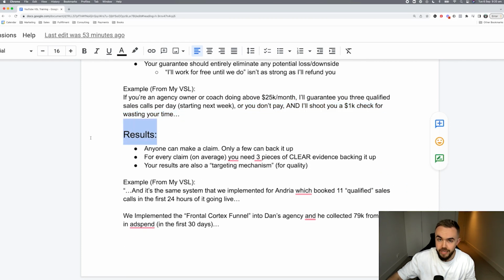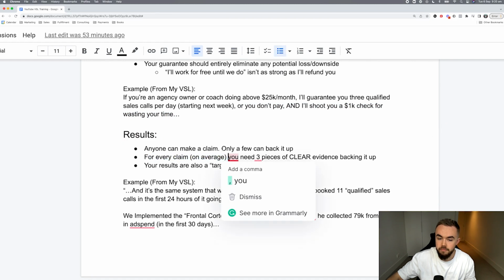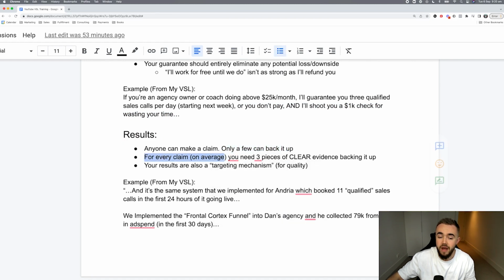Next, you want to go straight into your results, okay? Anyone can make a claim, but only a few can back it up. There's been some research on this. I can't remember where I got it from, but it basically states that for every claim you make, on average, you need 3 pieces of clear evidence to back it up, okay?